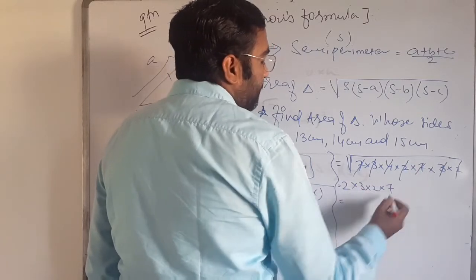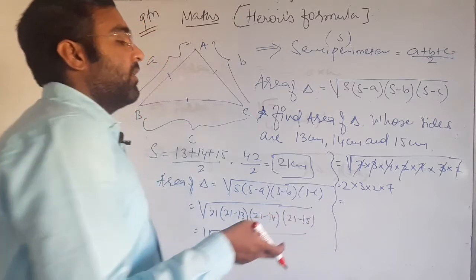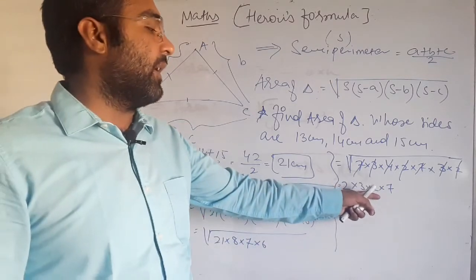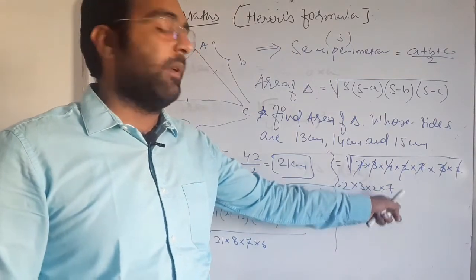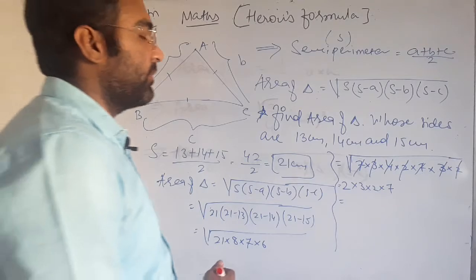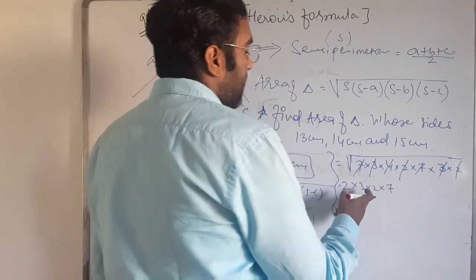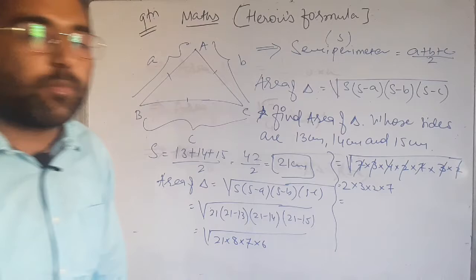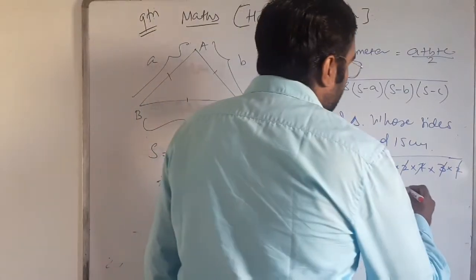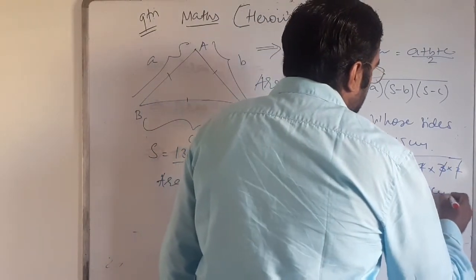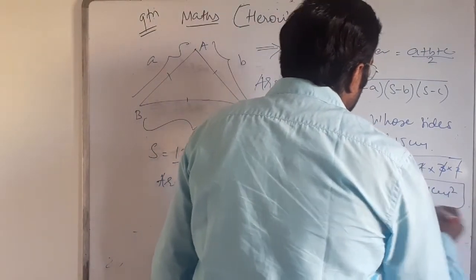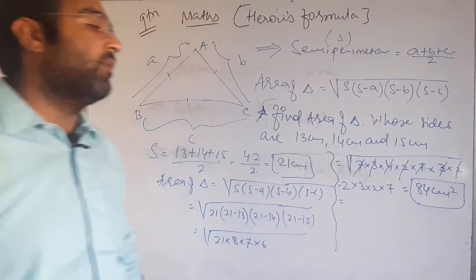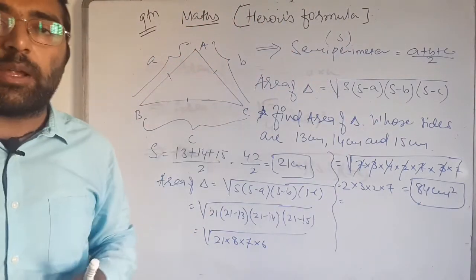So what is my answer? 3 times 2 is 6, 6 times 2 is 12, 12 times 7 is 84 centimeter square. So your answer is 84 centimeter square for the area of this triangle.